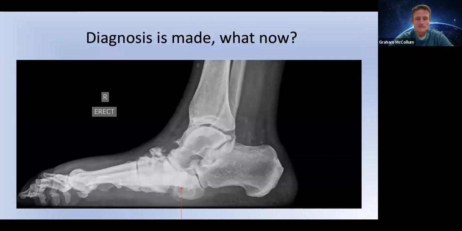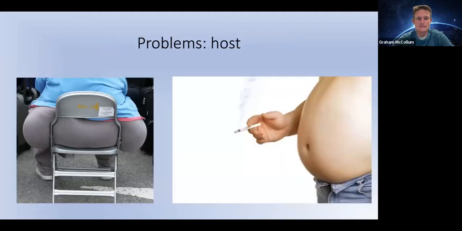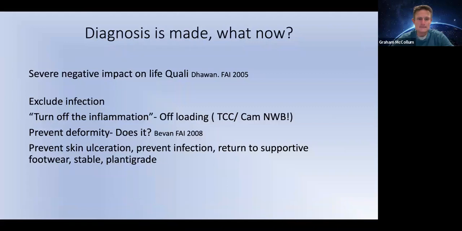So the diagnosis is made. What now? Well, first of all, you need to look at your host. Sometimes you've got some problems like pushing a water bucket up a hill. It's not so easy. And you've got to exclude an infection.